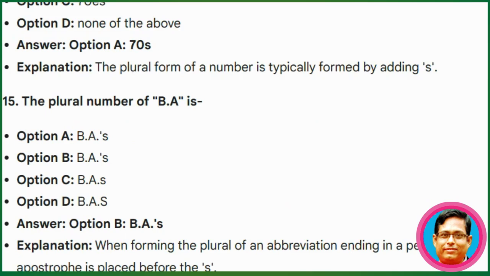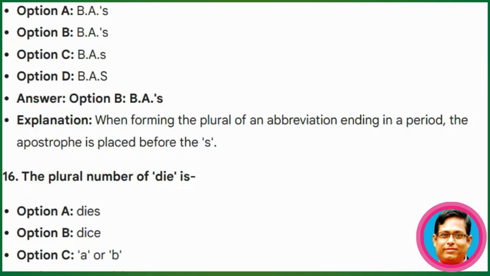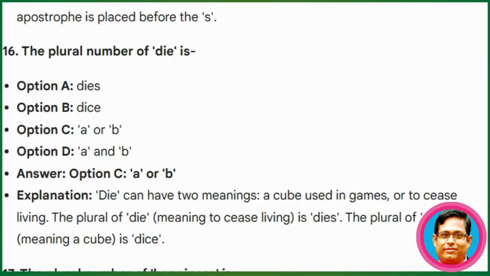15. The plural number of B.A. is option A, BAs, option B, BAs, option C, BAs, option D, BAS. Answer, option B, BAs. Explanation, when forming the plural of an abbreviation ending in a period, the apostrophe is placed before the s. 16. The plural number of die is option A, dies, option B, dice, option C, A or B, option D, A and B. Answer, option C, A or B.